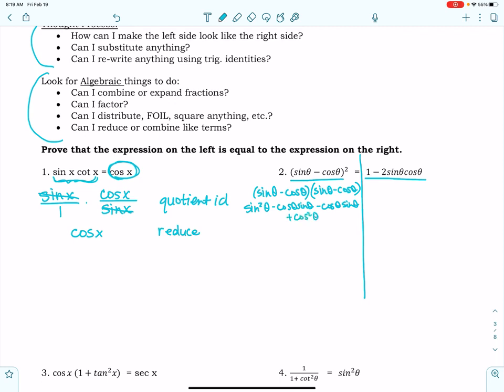And then I'm just going to combine my like terms. So all I've done so far, I just FOILed that. And then I'm going to combine my like terms. So I've got sine squared theta, I've got one negative cosine theta sine theta, and another one. So that is 2 of those. And then plus cosine squared theta. So all I did right there, I just combined like terms.